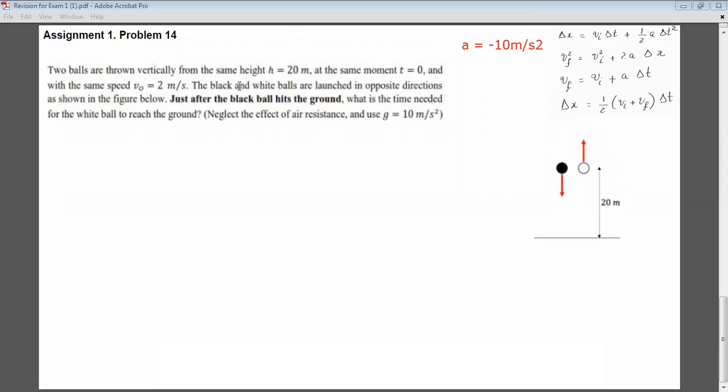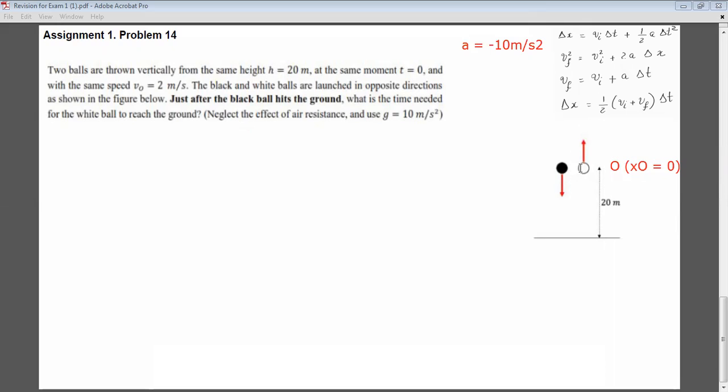Now, two balls are thrown vertically from the same height at the same moment, t equal to 0. Let's call this point here O, where let's say x of O is equal to 0. Okay, it's also telling me that they were thrown with the same speed, V0 equal to 20 meters per second. So V0 is equal to 20 meters per second. This is as a speed. Okay. The black and white balls are launched in opposite directions.